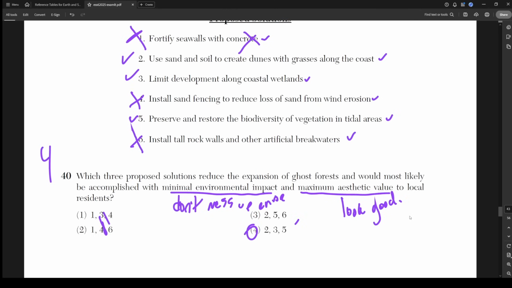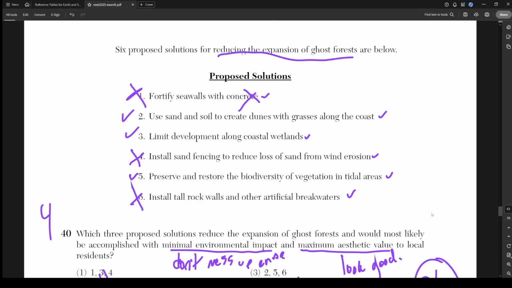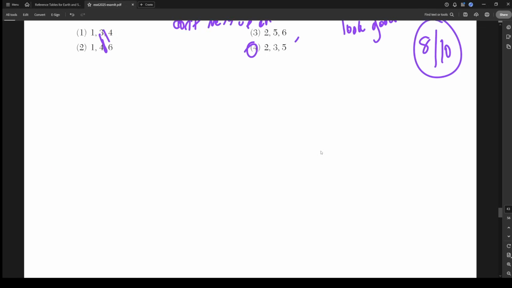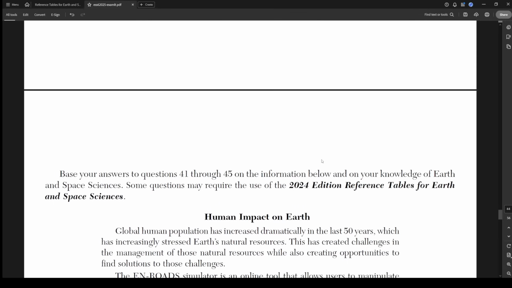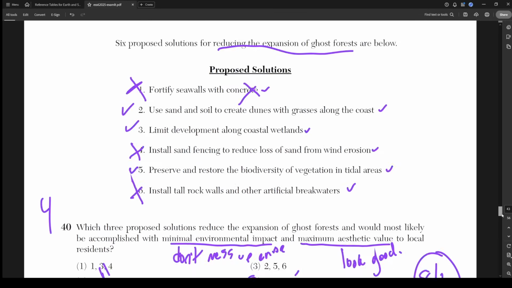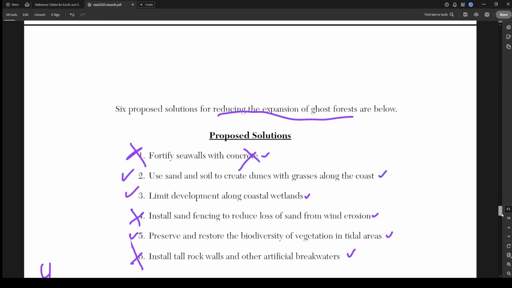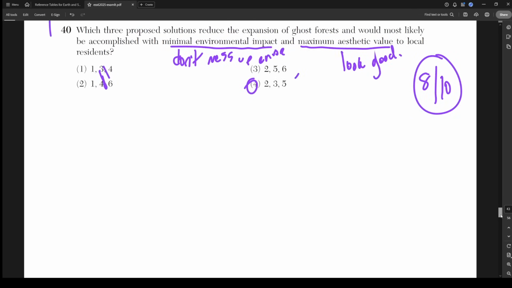So I'm assuming a lot of students will get this wrong. I would say we're talking like a 7 out of 10 difficulty plus 1 for test fatigue, 8 out of 10. This one's pretty hard. I bet you a lot of people get that wrong. All right, going on. By the way, the ghost forest thing, I didn't think that was that bad. That was fine. That was interesting.